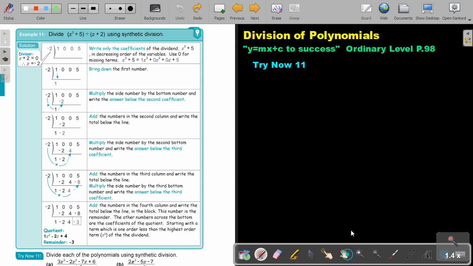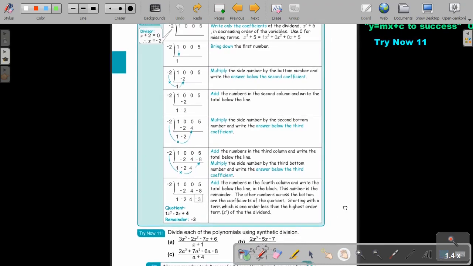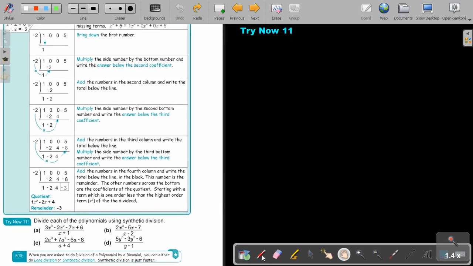Okay, let's do one. In this case, I want you to do number 2. It's very fast. Now that one has all the terms. I want to do a missing one. There's a missing one, I can see, so do number B and D. Okay, let's start.